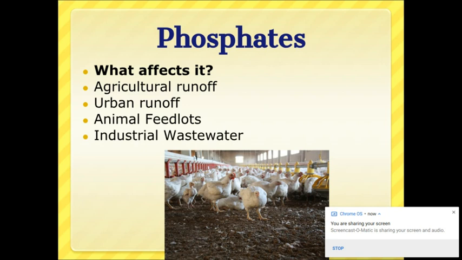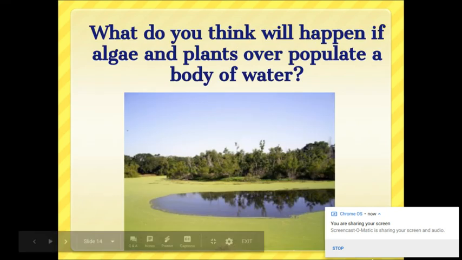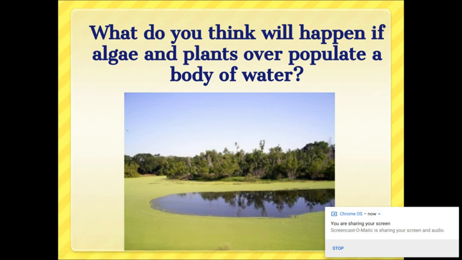We know overgrown algae can have a devastating effect on a lake or a stream. It can consume all the oxygen and essentially suffocates the fish and other wildlife. Take a look at this picture here. What do you think will happen if algae and plants overpopulate a body of water?